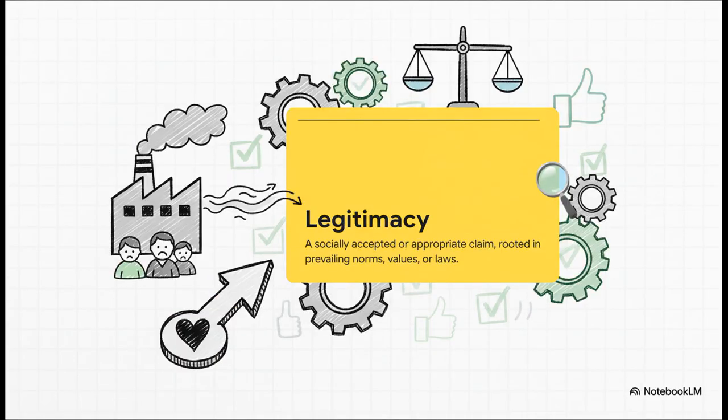Next, we have legitimacy. Now, this isn't just about what's technically legal. It's more about whether a stakeholder's request is seen as proper or appropriate by society. For example, a local community complaining about pollution from your factory, they have a legitimate claim because it's based on widely held beliefs about public health and safety.